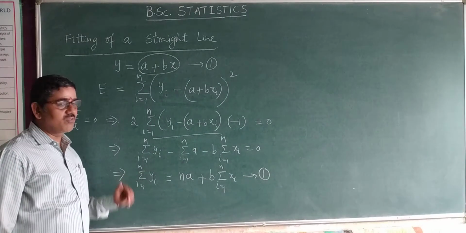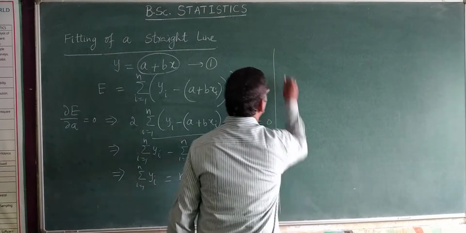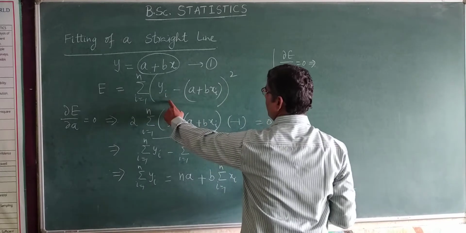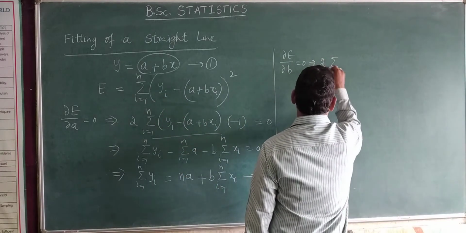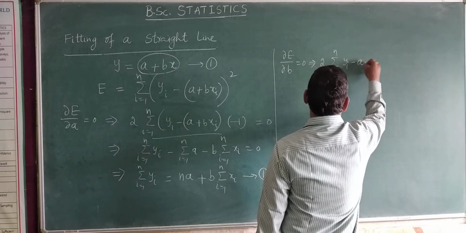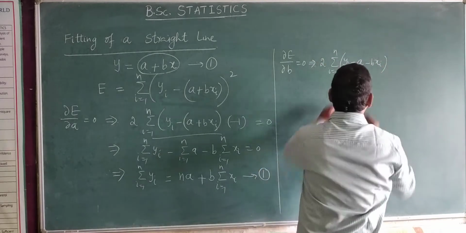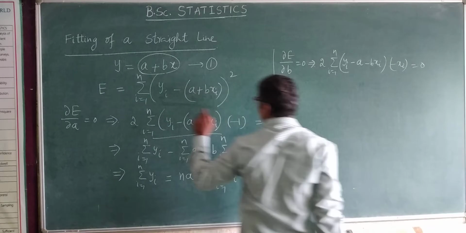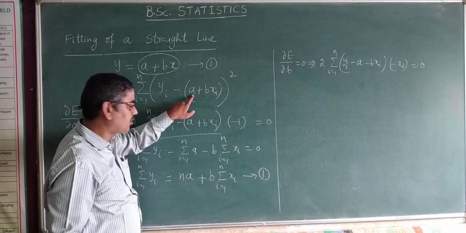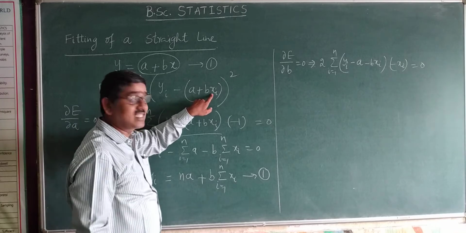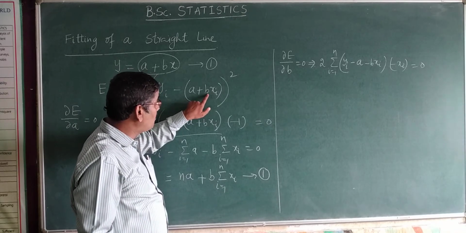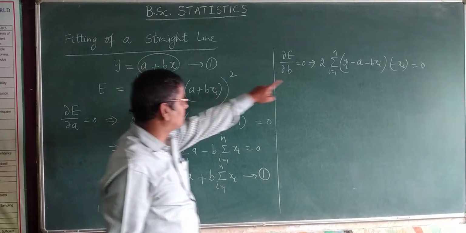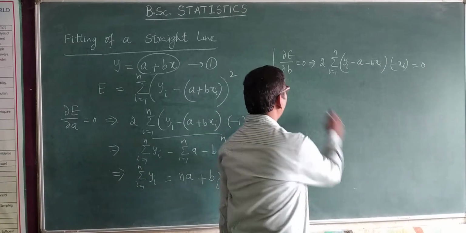So similarly, you have to differentiate with respect to b. So what I am doing here, dou e by dou b is equivalent to 0, which implies, find out again the same differentiation, summation i equal to 1 to n of yi minus a minus b xi multiplied by the derivative of minus b xi. You see here, yi differentiation with respect to b is 0, with respect to b minus a differentiation is 0, minus b xi differentiation with respect to b is minus xi. So minus xi is equal to 0.